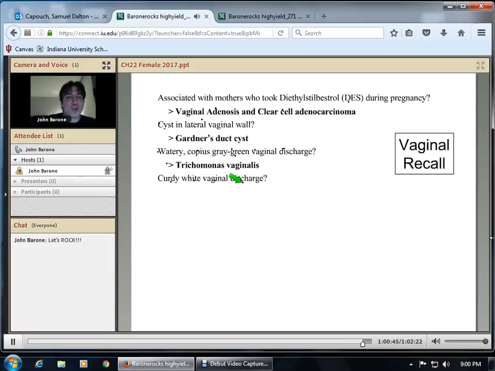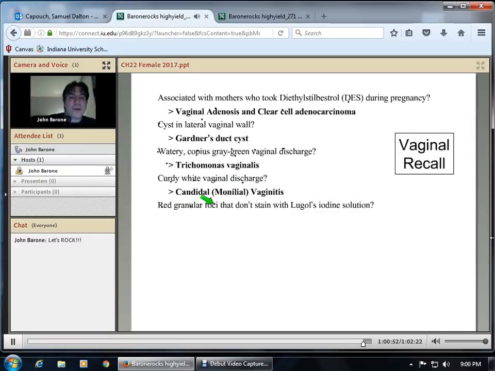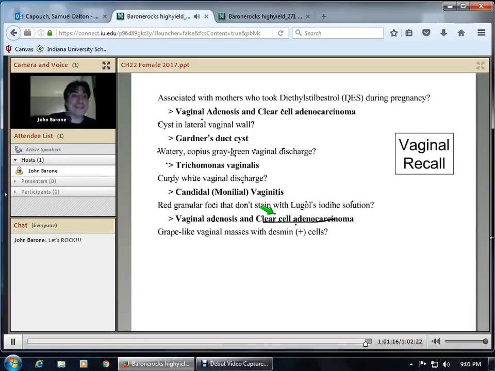All right, now what about curdy white vaginal discharge? That's going to be yeast infection, candidiasis. All right, now what if you see red granular foci in the upper vagina that don't stain with Lugol's iodine solution? Okay, if it doesn't stain, that's the area of biopsy, and you're going to see adenosis. Yeah, adenosis, or it could be clear cell carcinoma. That's usually more of a mass, but it's not going to stain. Lugol solution stains squamous cells. So all the squamous cells light up, everything that doesn't light up stays red granular, biopsy that.